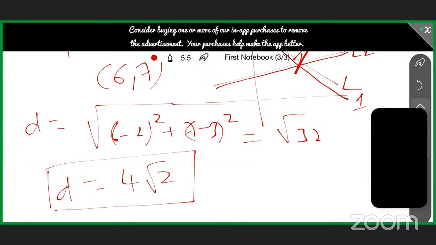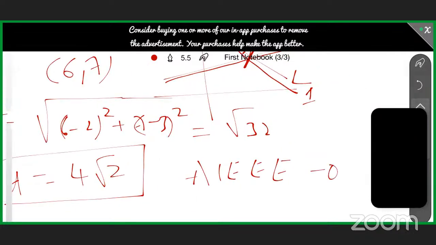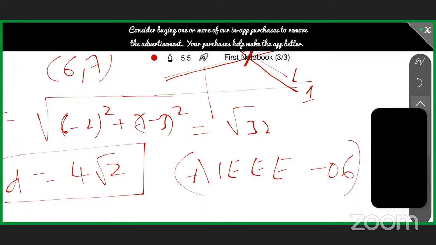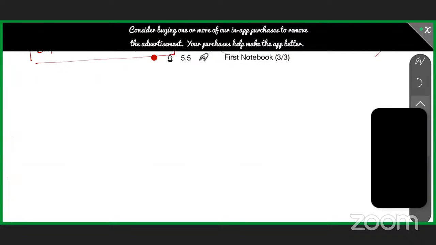Did you understand? So this was asked in the AI exam in the year 2006. A very simple question. How they have slightly twisted it. Is it clear how to do it? Okay. Now go to the next question.